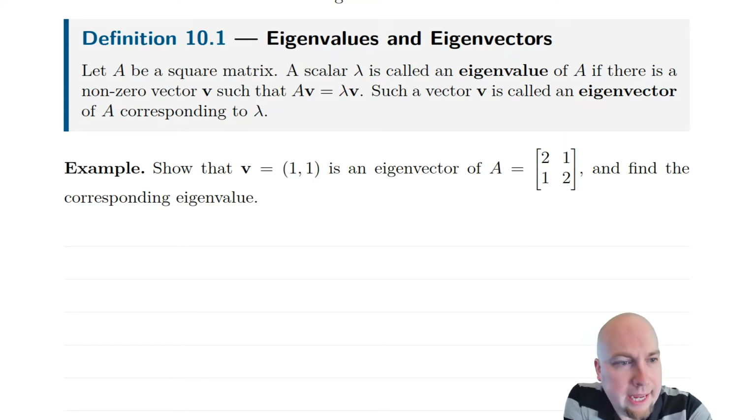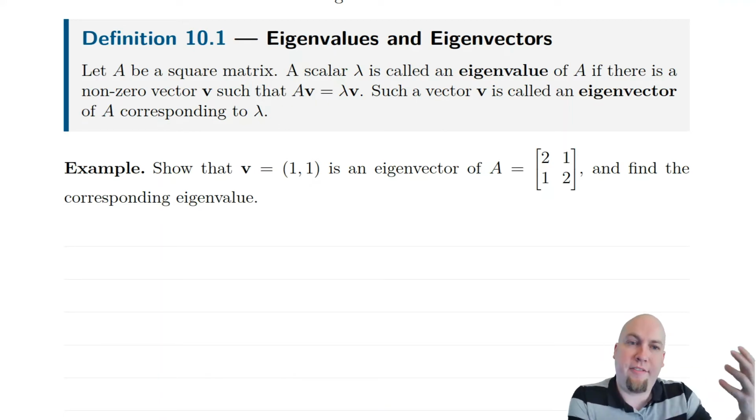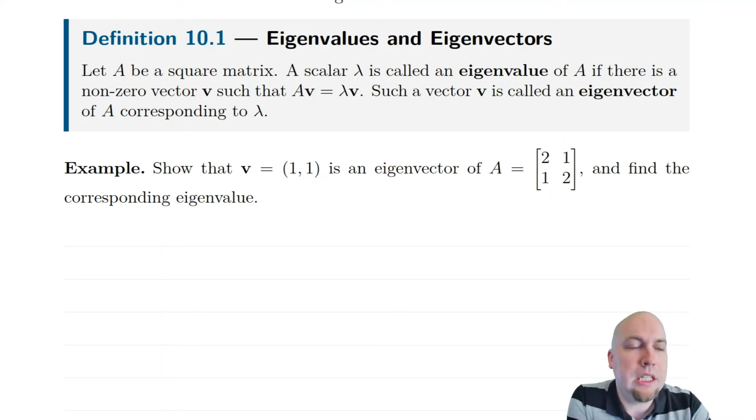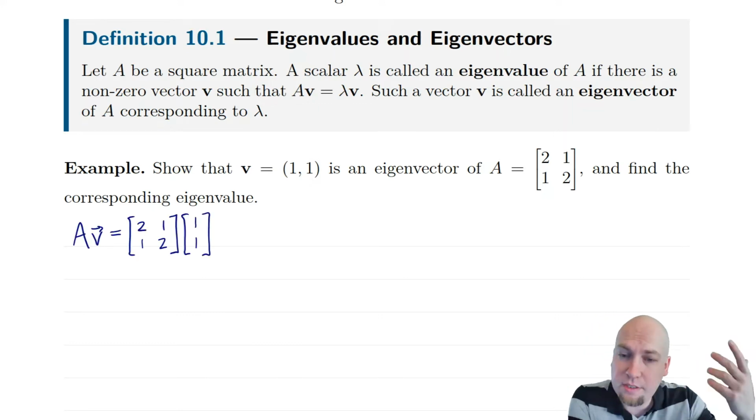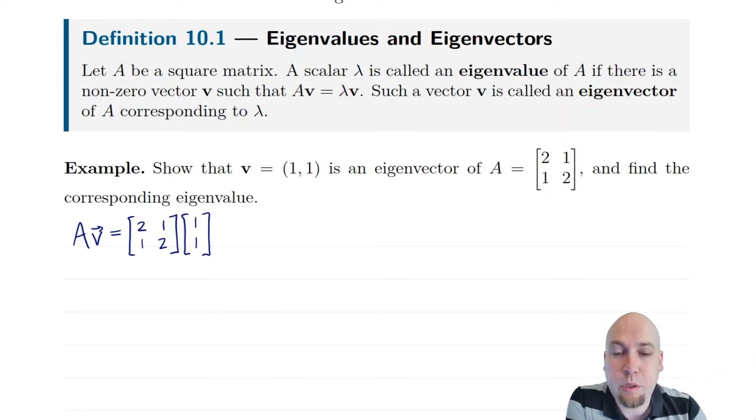So I'm given A, right? A is this matrix here. I'm given v, and I'm given the v over on that side too. So all I have to do is compute this product A times v, and if the result is a multiple of v, then yeah, it's an eigenvector, and I'll be able to just read off what the eigenvalue is. It's whatever that multiple is. So let's do that. Let's compute A times v and see what we get.